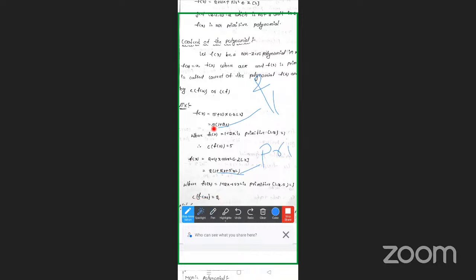So this is a. a is common. So a into f1 of x. But f1 of x is a primitive polynomial. So this is the primitive polynomial definition.